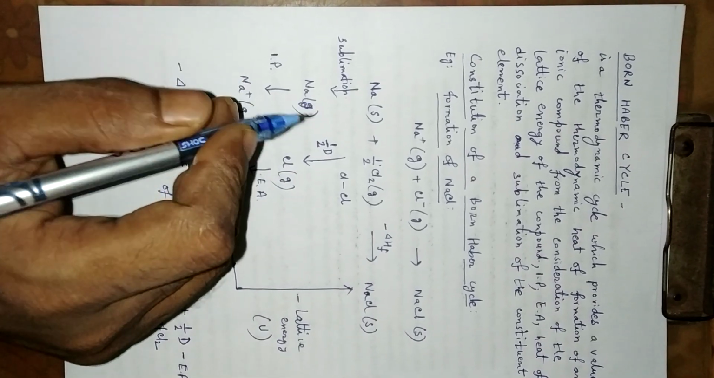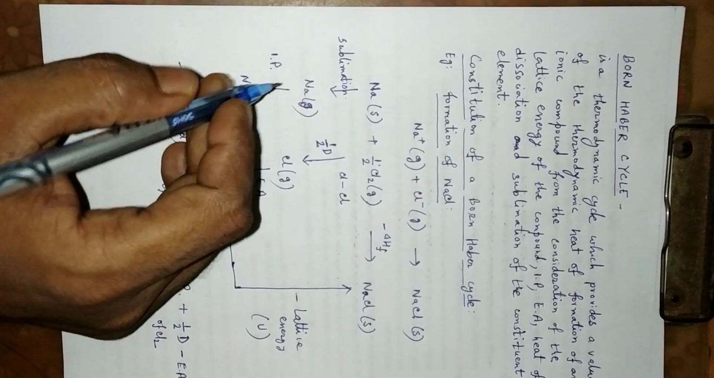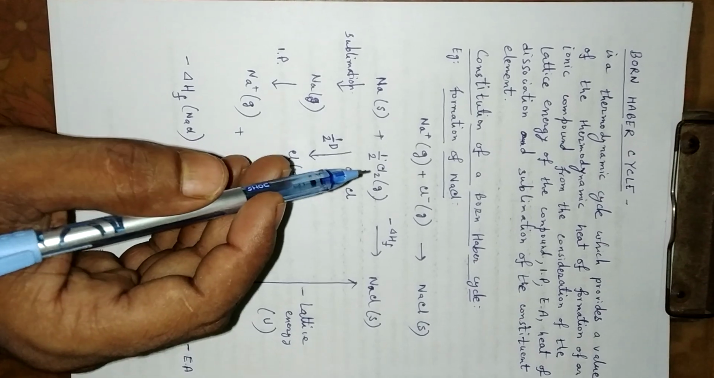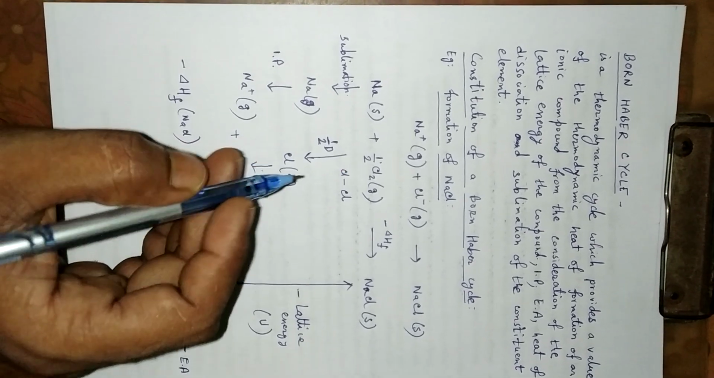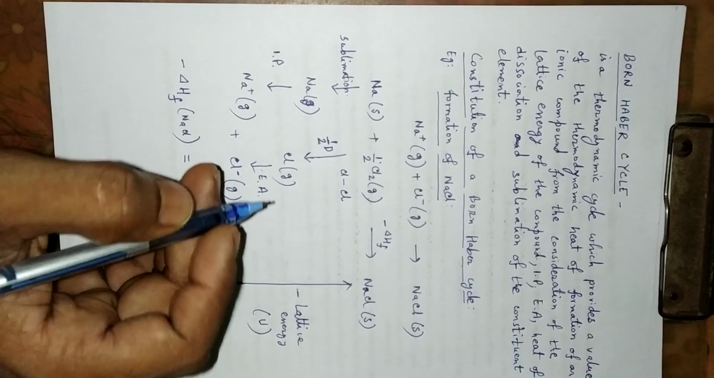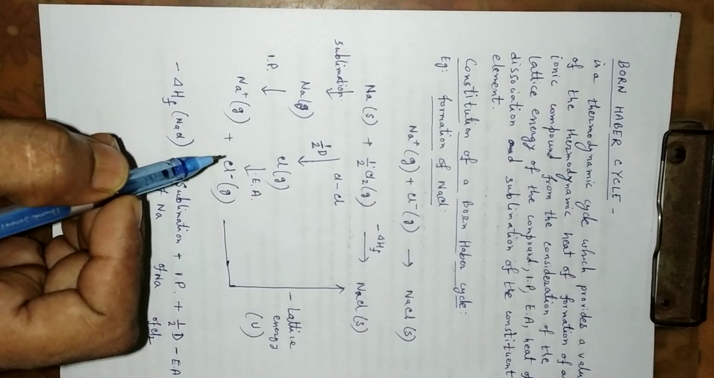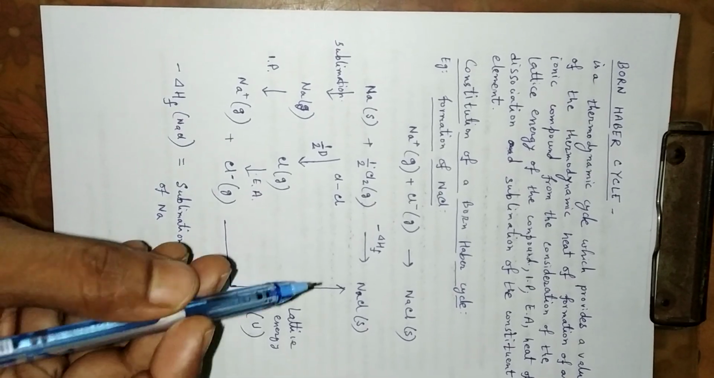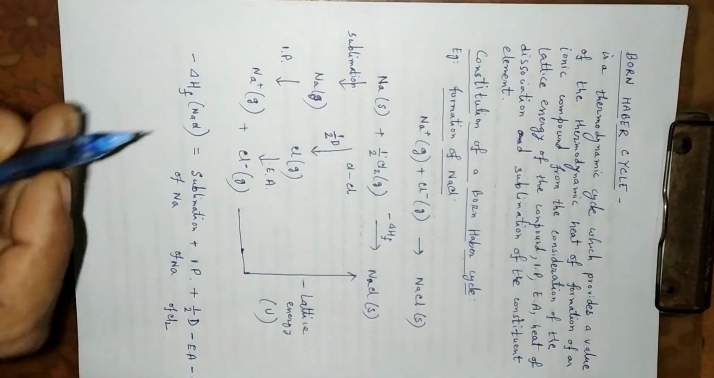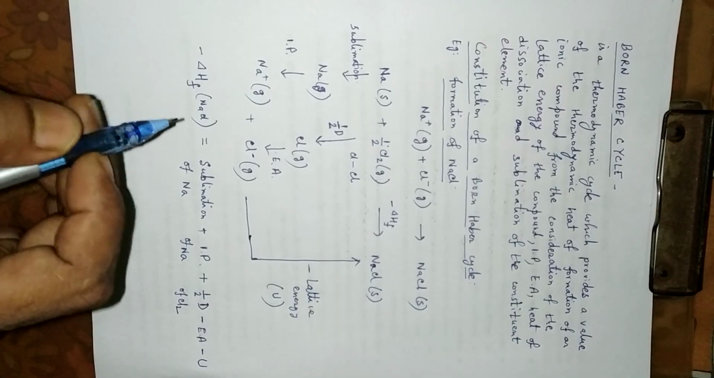On sublimation it is converted to sodium gas, then on ionization it produces Na plus ion, and chlorine on dissociation produces chlorine atom, which gains one electron and forms chloride ion. Next, Na plus and Cl minus combine and form NaCl solid, and the energy liberated is called lattice energy. This is the final equation of delta H formation of NaCl.